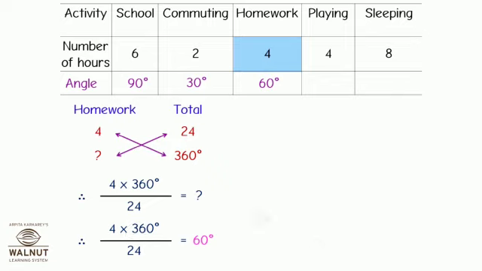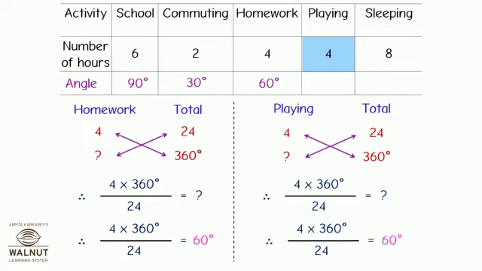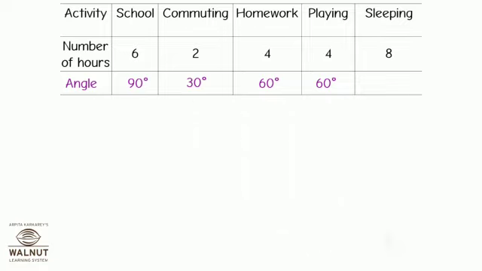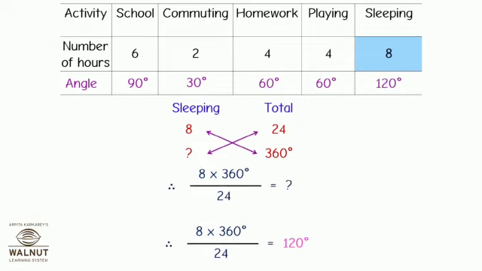Okay. Why are we using 360 degree here? Because the angle in the central circle is 360 degree. Okay, for the angle corresponding to playing, out of 24 hours, it is 4 hours. Again, we'll get the same answer, 4 into 360 by 24, that is equal to 60 degree. Now, the angle corresponding to sleeping, that is out of 24 hours, 8 hours is sleeping. So, central angle will be 8 into 360 by 24 will give you 120 degree.